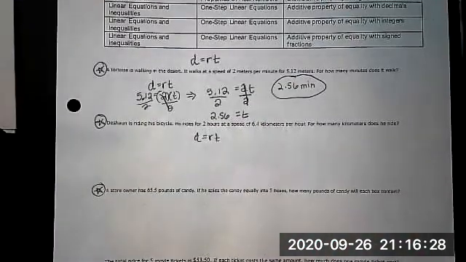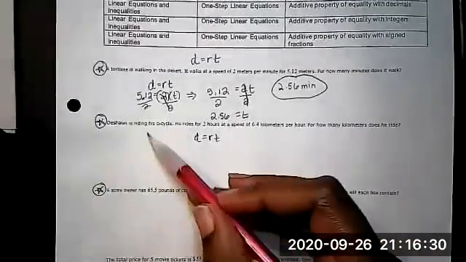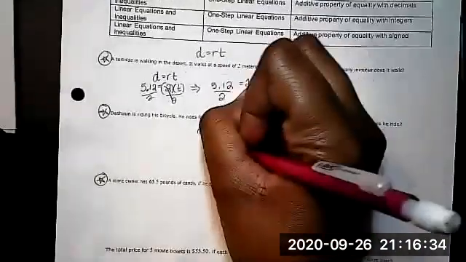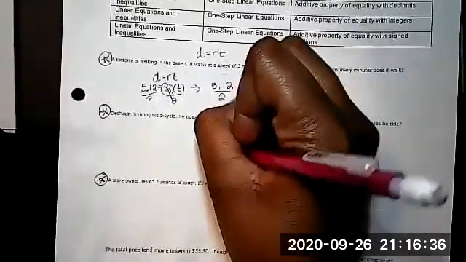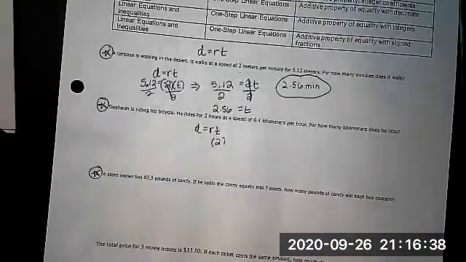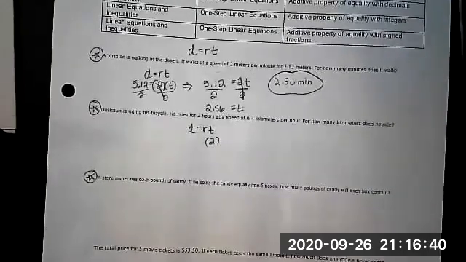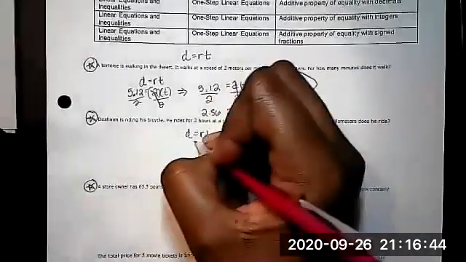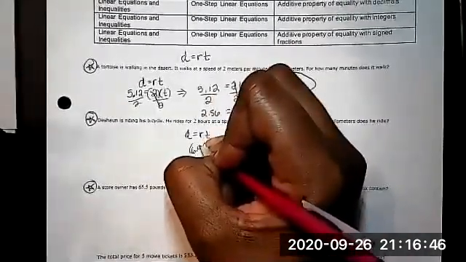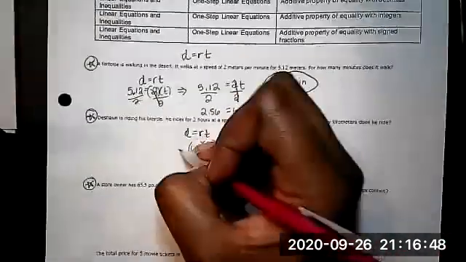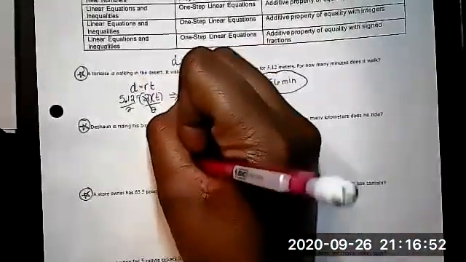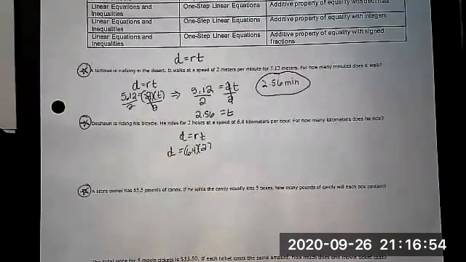So we are going to basically, again, substitute in. He's riding his bicycle and he rides for 2 hours. 2 hours is a time period. So we're going to replace that T with the 2. And he's riding at a speed of 6.4 kilometers per hour. Again, that's the rate he's riding. And it says for how many kilometers, that's the distance. They don't know what the distance is for that particular situation.